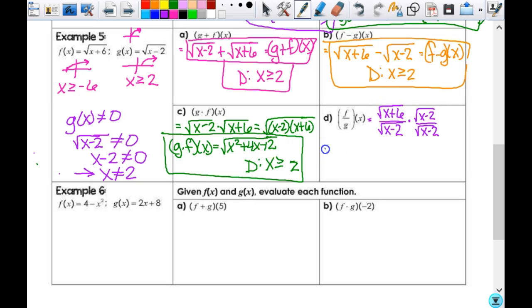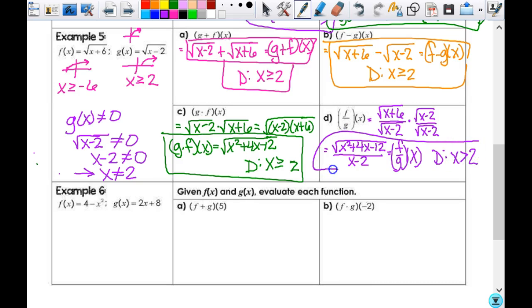So that gives me the square root, again, of x squared plus 4x minus 12. What do I get in the denominator? X minus 2. Can I reduce anything? No. If there was a 2 here, could I reduce every single term by 2 then? No. These live in two different worlds. You can't do any of that stuff. That's equal to f over g of x. And so my domain now is what? X is greater than 2. Good. Very good.